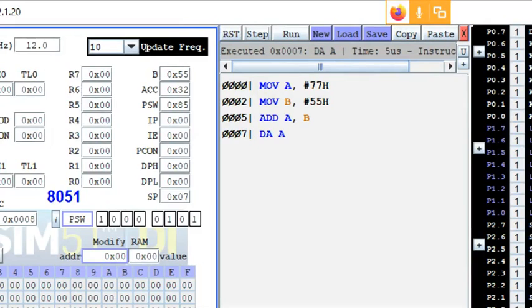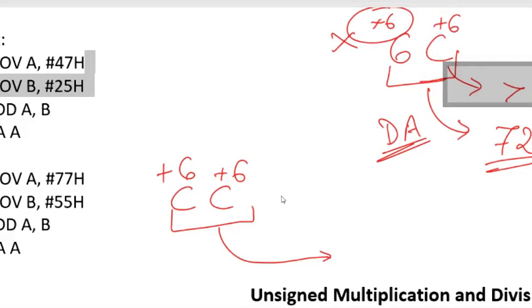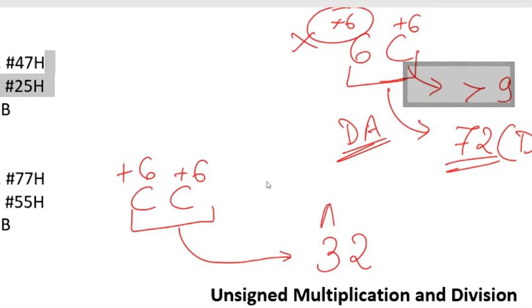Okay, so now you see the accumulator has got 32. But remember the status of the PSW also. PSW shows there is a carry generated. So 32 is not the complete answer. Remember that, because there is a carry generated. After conversion we got 32 in the accumulator, but at the same time there is 1 in the carry. So the answer is 132.